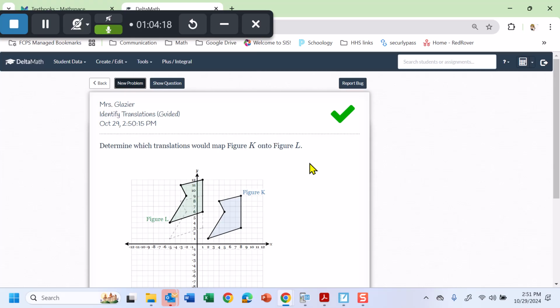So I'd like you to visit MathSpace just to see those widgets are cool. But the Delta Math practice problems will give you that feedback that we like so much.